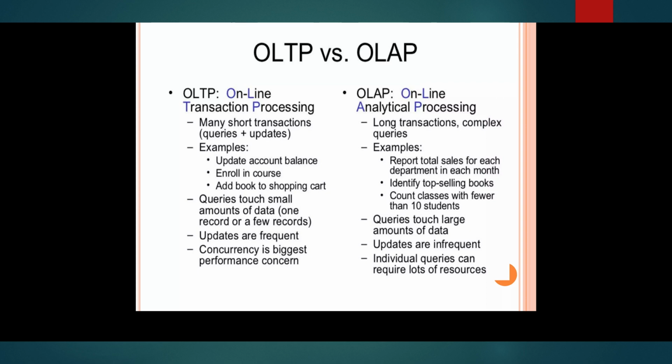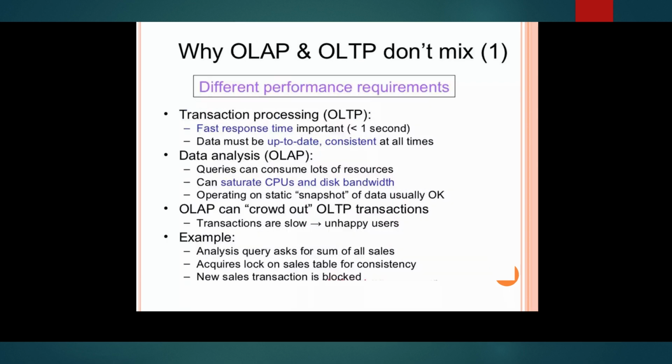In OLTP, queries touch a small amount of data, one record or a few records. In OLAP, queries touch a large amount of data. In OLTP, updates are frequent. In OLAP, updates are infrequent. In OLTP, concurrency is the biggest performance concern. In OLAP, individual queries can require lots of resources.